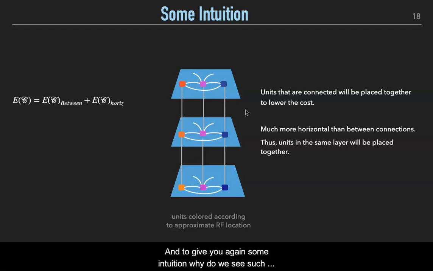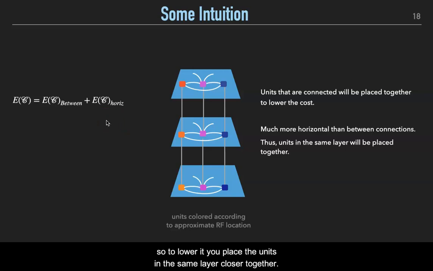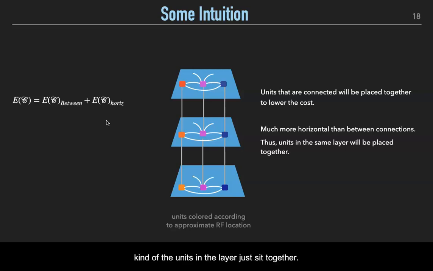To give you some intuition of why we see such an organization, let's look at our cost, and we divide it into two parts. One part is coming from the between-layer connections, and one part is coming from the horizontal connections. So when the number of horizontal connections is very large, this term in the cost becomes large and it dominates. To lower it, you place the units in the same layer closer together. So that's why, when we have long-range connections in the layers, the units on the layer just sit together.